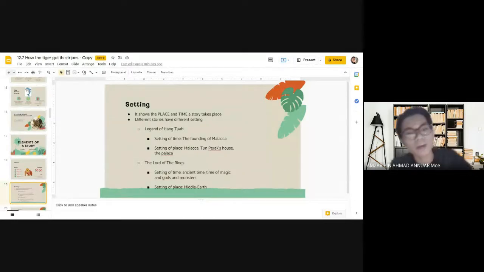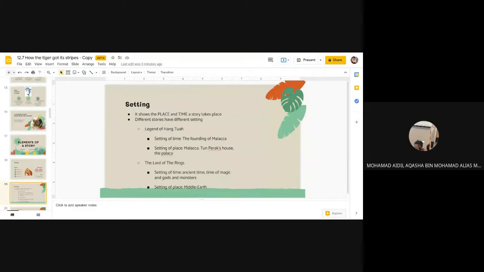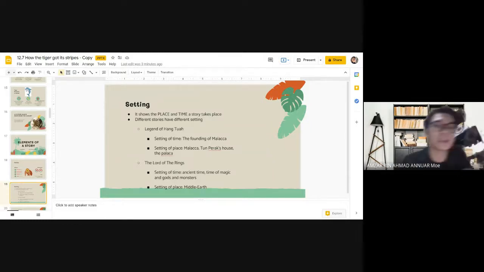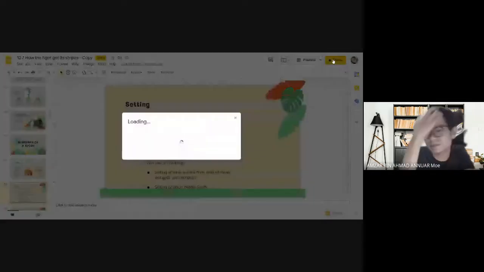Whereas when you talk about the setting of place, it will surely. Dengar place saja awak dah tahu dah. Place tu maksudnya apa? Tempat. Maksudnya apa? Yes, tempat. So setting of place talks about where the story takes place, where it happened. Maybe, for example, now there are examples that I have prepared for you here.